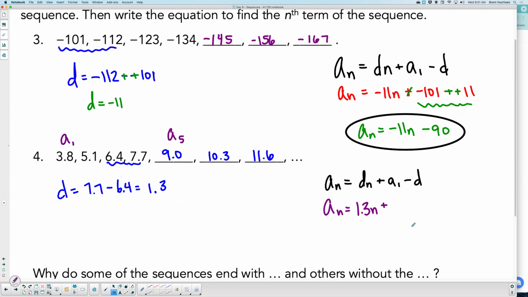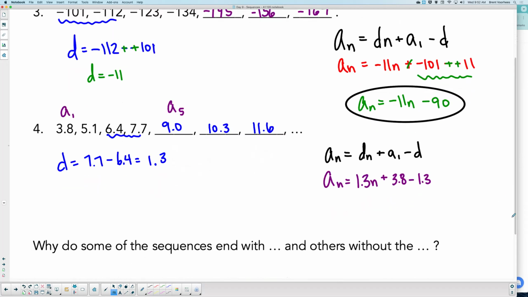3.8 is our A1. 3.8. And then we subtract D. What is D again? 1.3. Remember, when you write this formula, the last two numbers will always simplify together. If you don't do that, you won't get credit on your delta math here in a second.